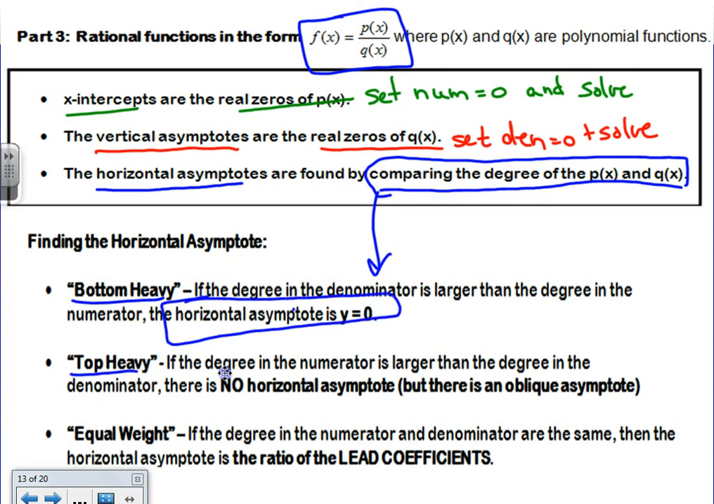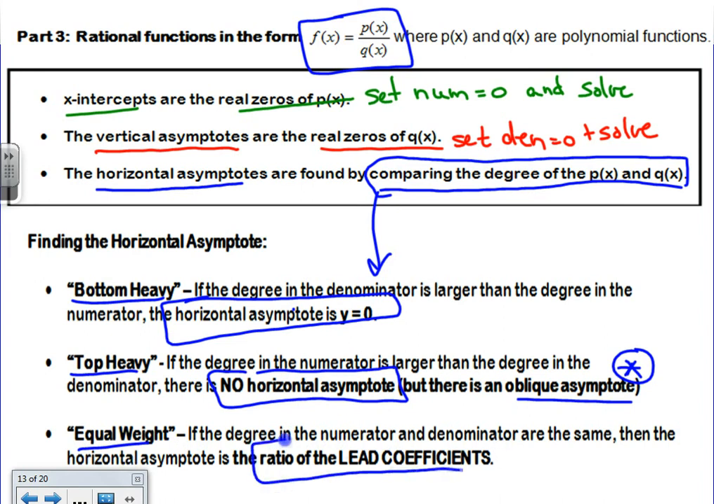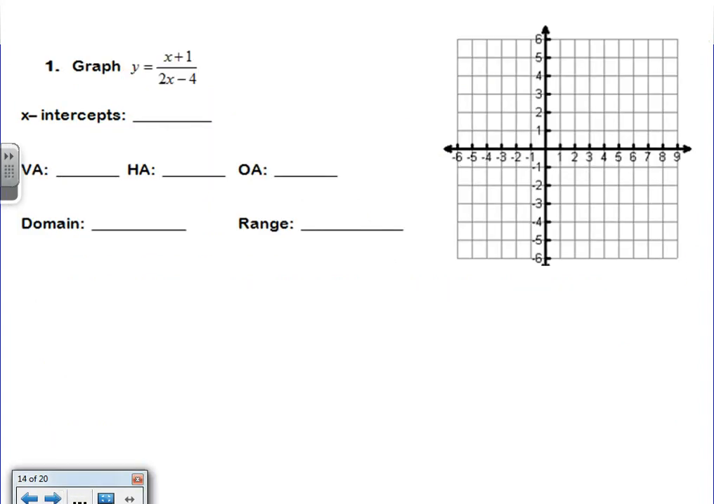If it's top heavy, that means there's no horizontal asymptote, but make a big star here: there is what we call an oblique asymptote. I know you don't know what this means yet; we're going to talk about it in a second. And if it's equal weight, meaning the degree in the numerator is the same as the degree in the denominator, then the horizontal asymptote is the ratio of the lead coefficients. So let's see this in action.